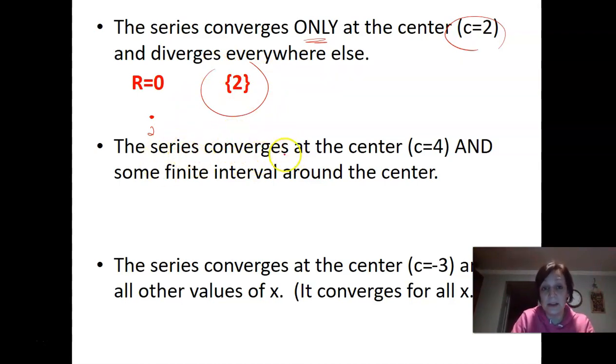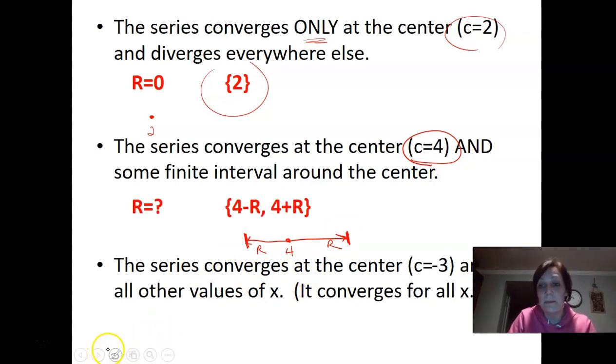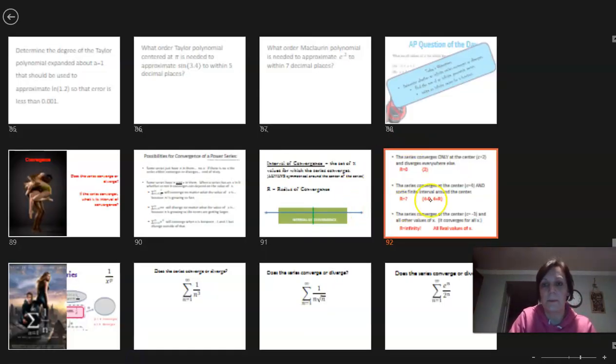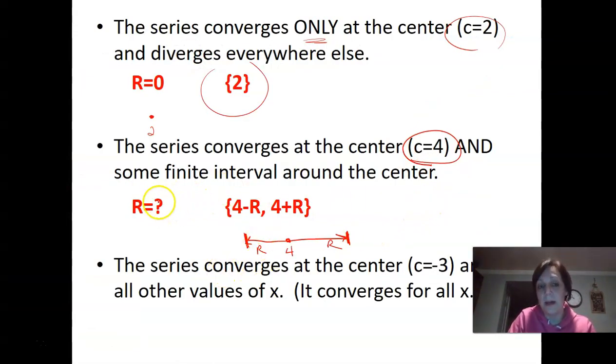If you have a series that converges at the center, and in this case the center is 4, and some finite interval around the center, that's like the picture we just saw on the last slide, right? So here's your center, which is 4, and you can go some distance this way, we'll call it R, and you can go some distance this way, we'll call it R. So this is going to be your interval of convergence. They didn't give us an interval of convergence here, but if we found that R was, I don't know, 5, then we would say R is 5.